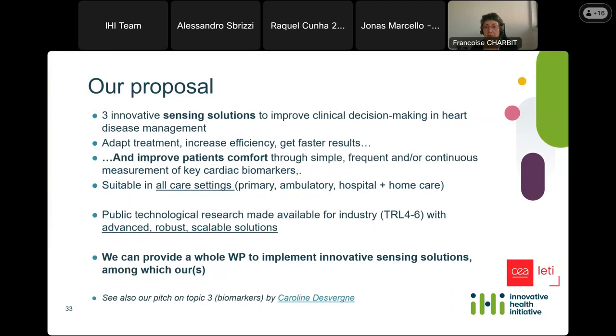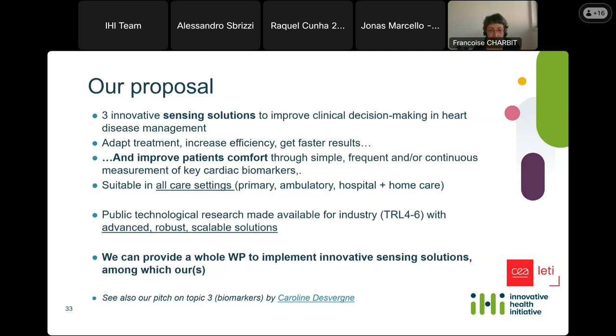So we have three different and innovative solutions that target the second bullet point of the scope, that is to improve patients' outcomes. Of course, regarding heart disease management, we believe that our technologies really help, but the most important for us is really to improve patients' comfort and their acceptance of a close cardiac monitoring whatever the care setting, including home care. And we can provide in these conditions a whole work package to develop and test innovative sensing solutions, among which, of course, ours. And my colleague Caroline will propose a complementary pitch offer about cancer biomarkers on Thursday.